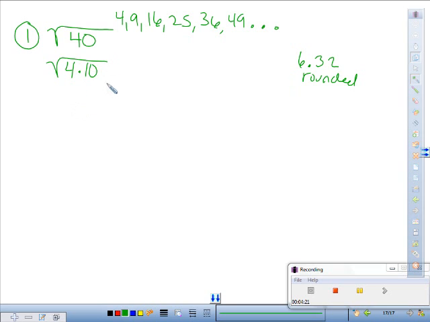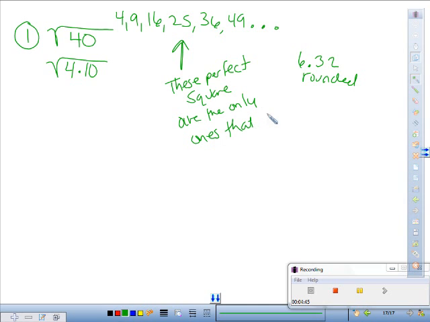The reason you do that is that these perfect squares are the only numbers in the universe that can get out of a square root sign without being rounded. Every other number that gets out of a square root will end up turning into a decimal. These perfect squares are the only ones that can get out of a square root symbol. Let's just see why.